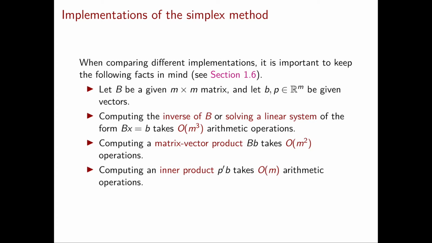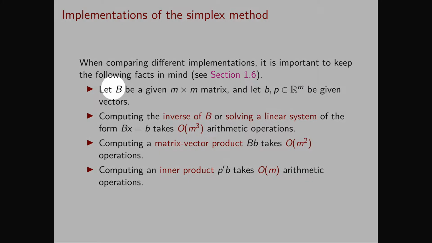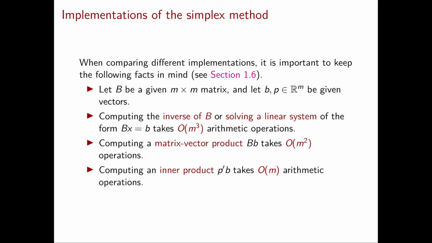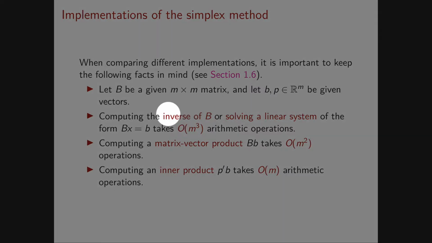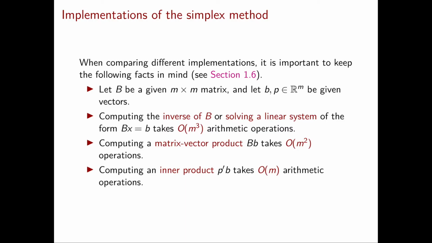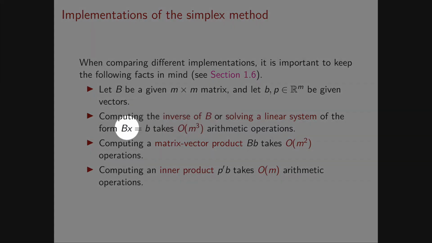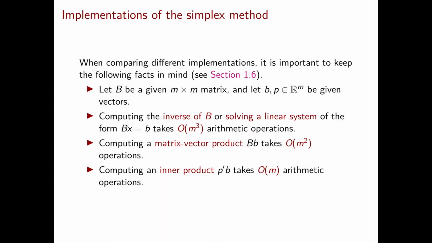Before starting with the analysis of the naive implementation of the simplex method, let me remind you a few important facts that we need to keep always in mind in order to be able to quickly compute the number of arithmetic operations required by each implementation. Let's say that capital B is a given m by m matrix, and let's say that b and p are given vectors in R^m. Then, whenever we need to compute the inverse of B, or if we need to solve a linear system of the form Bx equal to b, this takes big O of m cubed arithmetic operations, as we have seen in section 1.6.